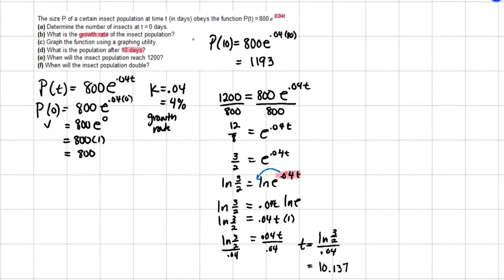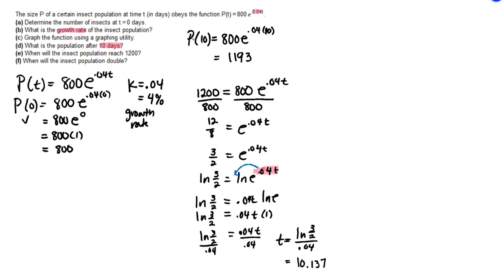When will the insect population double? So we're still looking for time on this part. So we know we started off with an initial population of insects of 800. Double that 800 would get me to 1600. So that's what I need to substitute into my equation: 1600 for the P of t, population after time, equals 800 e to the 0.04 t.